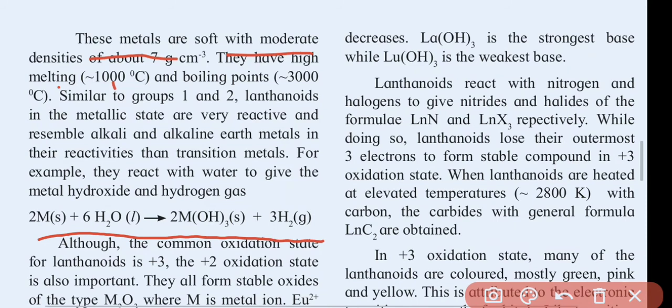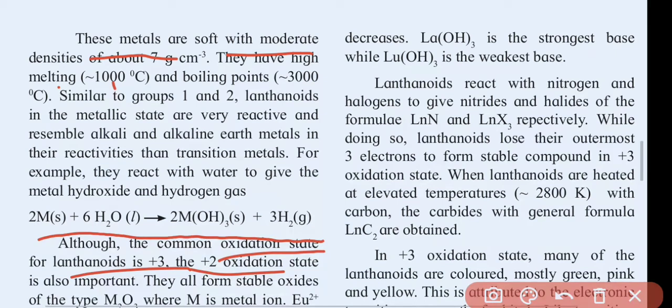Before that, you must know what is meant by oxidation state. Oxidation state is the total numerical charge assigned to the atom of an element in a molecule. The common oxidation state of lanthanides is +3 due to loss of 2 electrons from the 6s orbital and 1 electron from the 5d orbital. Some lanthanoids show +2 and +4 oxidation states because they lose 2 or 4 electrons and acquire a stable electronic configuration of 4f0, 4f7 or 4f14.